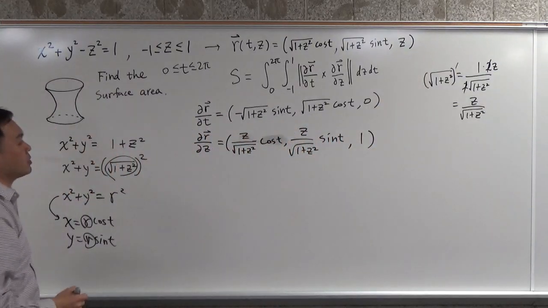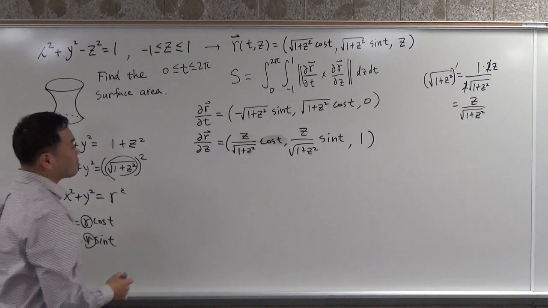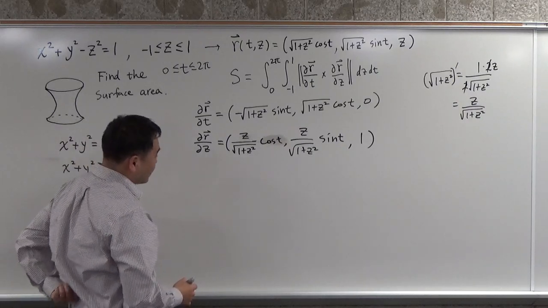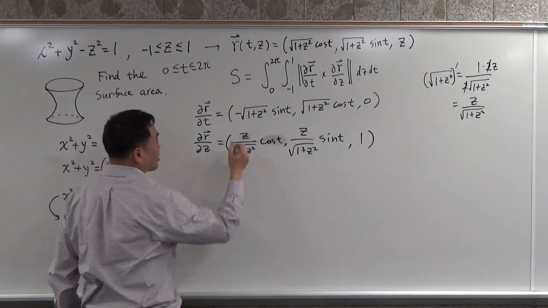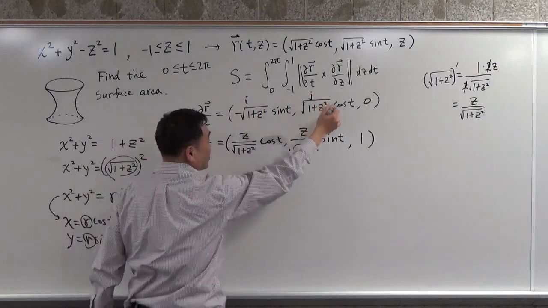Okay. Now we have to take the cross product. And I should really be doing the cross product with i, j, k like that.